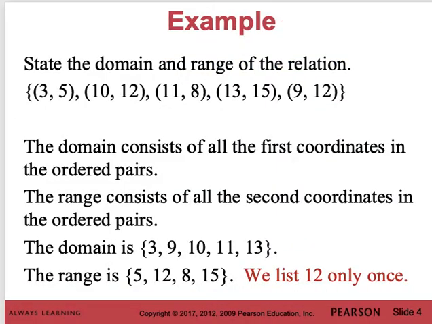So here's an example. Let's state the domain and the range of the relation. Domain are all of our x values, so the first numbers. The range are all of the y values, our second numbers. And if we have duplicates, we only need to list them one time to say our answer is 12. We don't need to repeat it again. We only list it once.